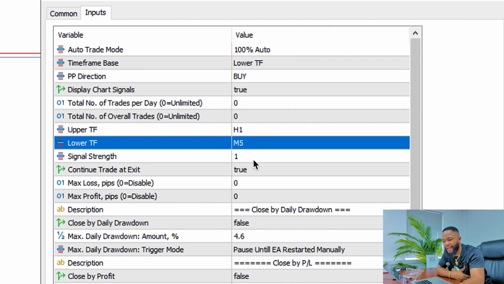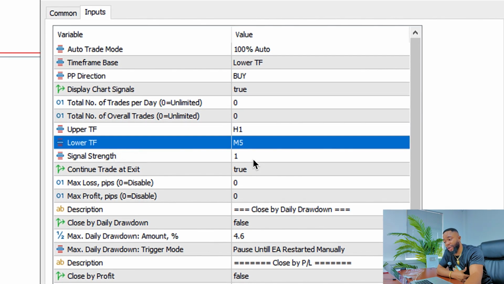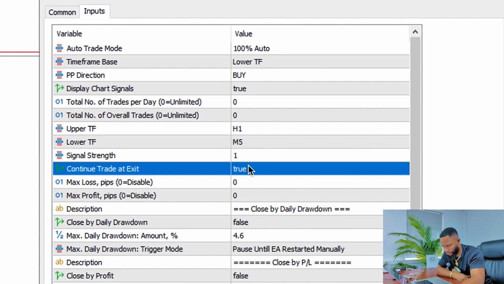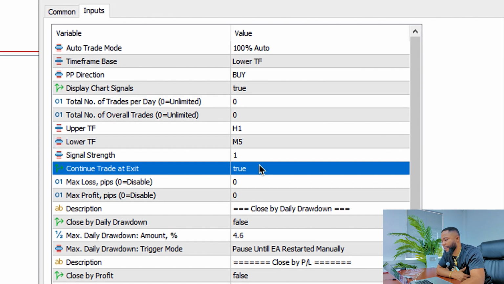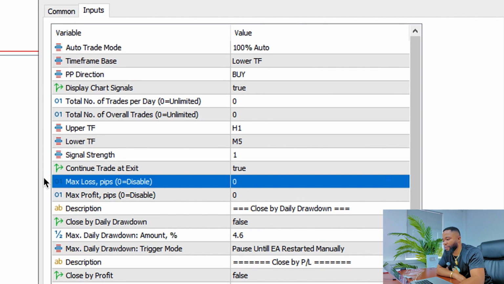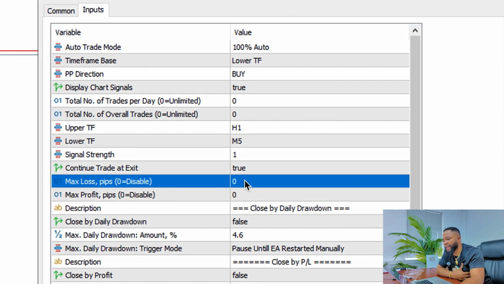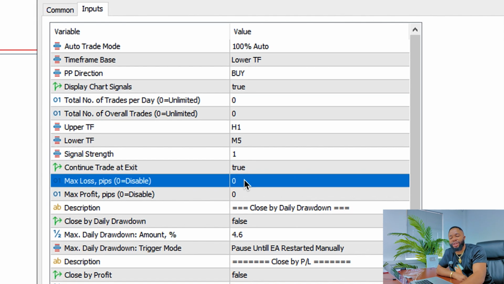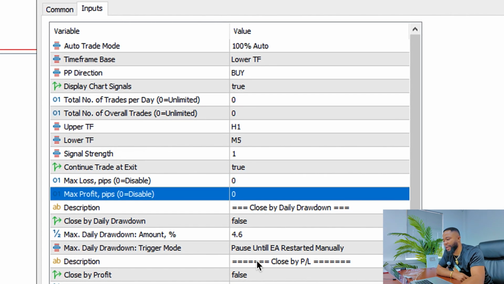Remember, this robot has more than 5 strategies on the back end to give a strong point of confluence. And then signal strength, like I said, most of the time I just put it on 1. Maximum loss in pips, maybe you just put maximum loss in pips, where if the robot can lose those total number of pips, it's just going to stop for that day. The same thing for maximum take profit.